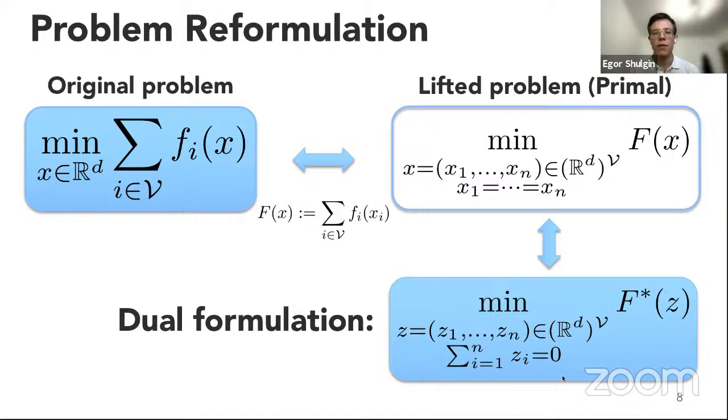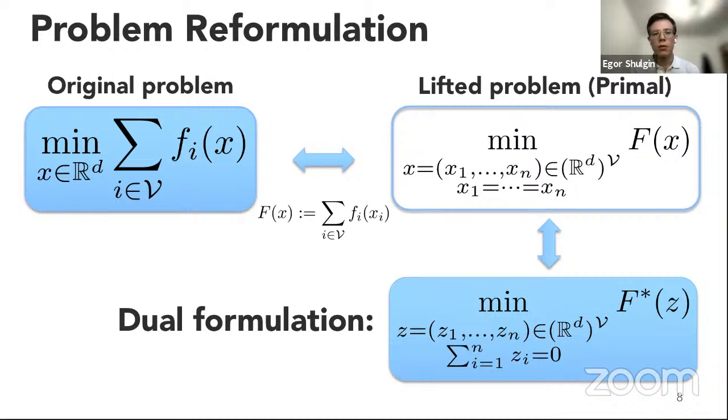So in this case, we have a set of dual variables, z1 to zn, and the sum of zi must be equal to 0. This is also a quite classical thing for decentralized optimization. And there were also some previous works that considered the dual approach. And it is in some sense simpler than the primal approach.